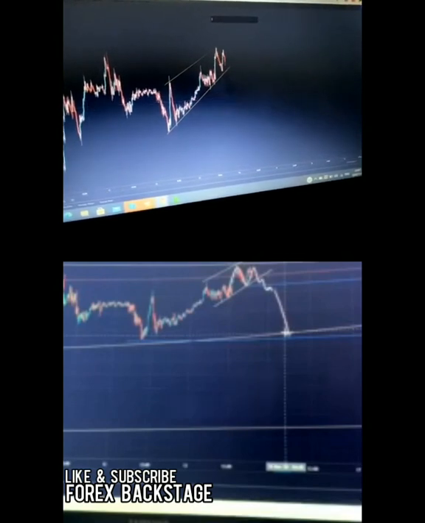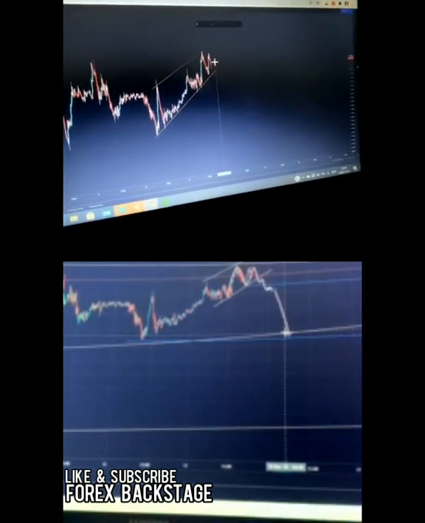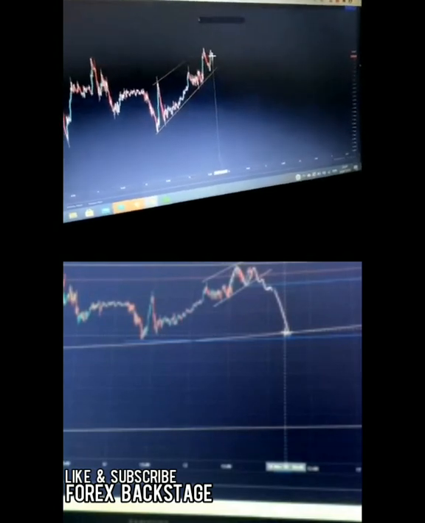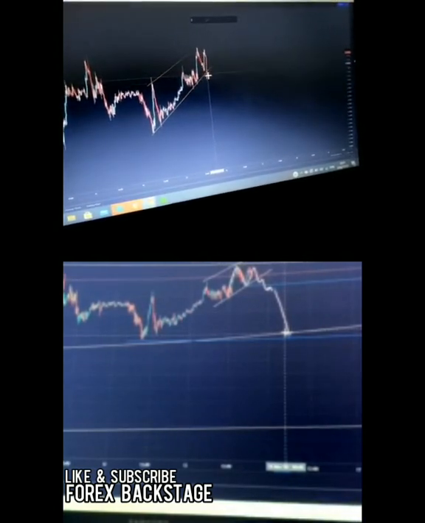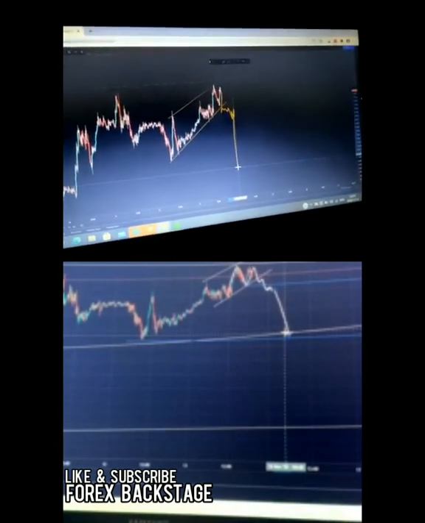So if you see anything on this level now, you see we have that thing. What I'll be waiting for is the break. Then I'm going to have a sort of retracement, then I can drop.